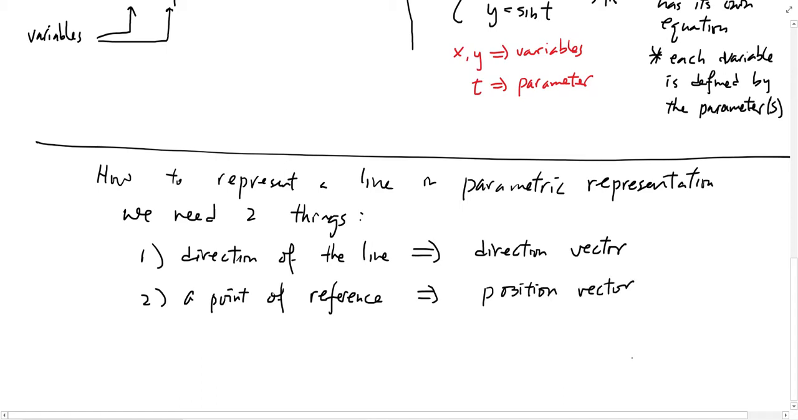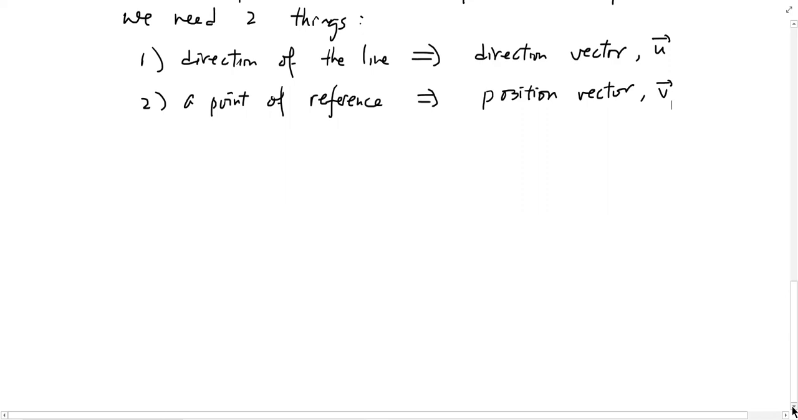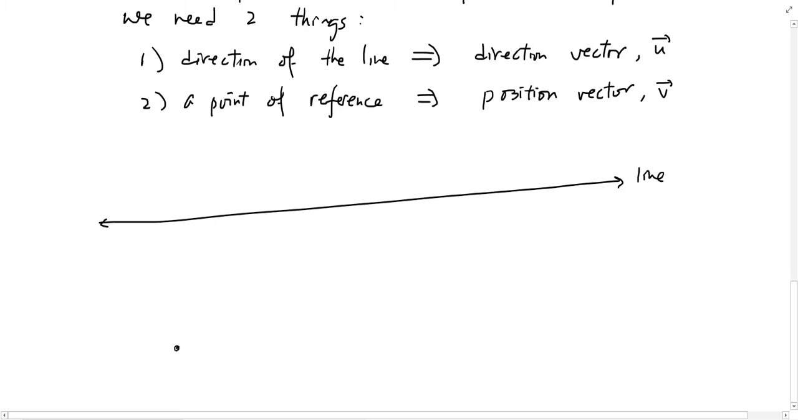So I believe the textbook used these two things. The textbook used the vector u to be the direction vector and vector v to describe the position vector. So how do we actually form a line? So the way it works is to do the following. So imagine I have this one line right here. And here's where the origin is. And now I want to describe to you what this line is. So how do we actually do it mathematically?